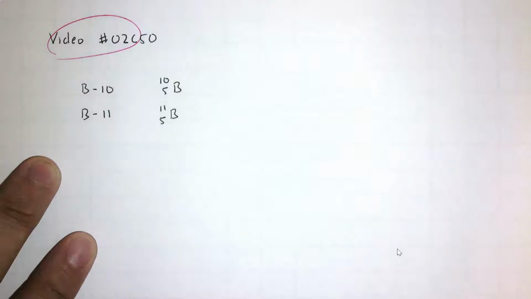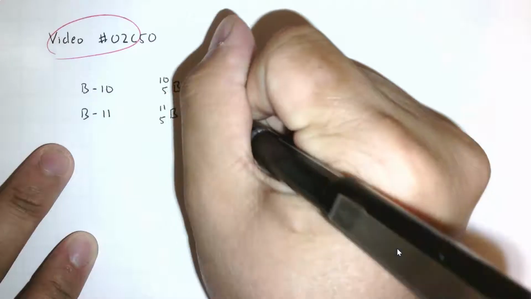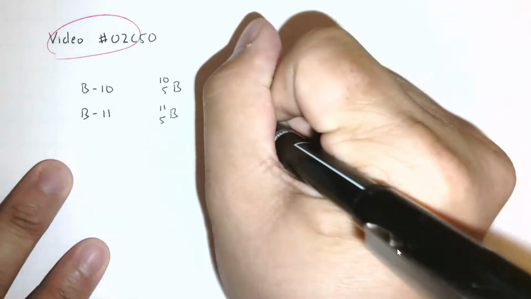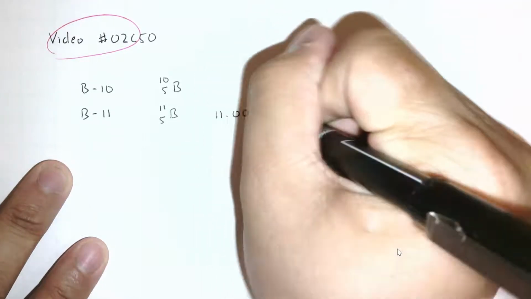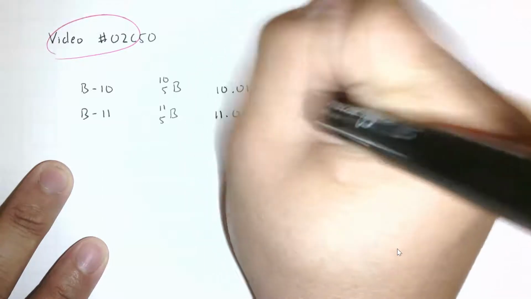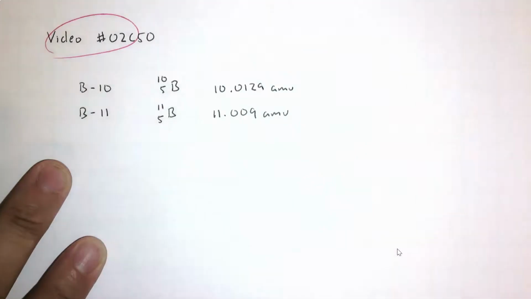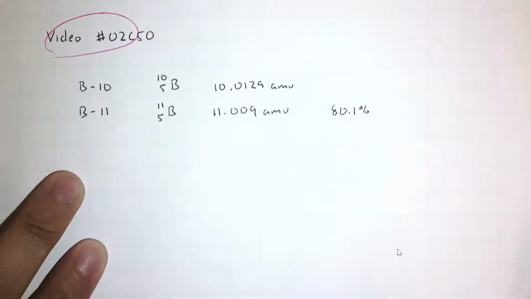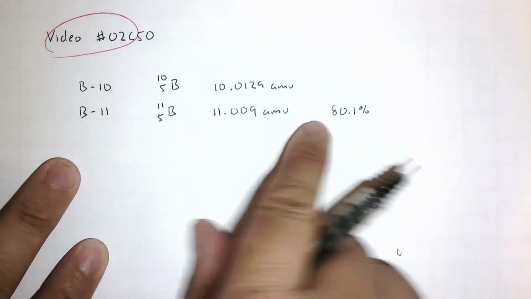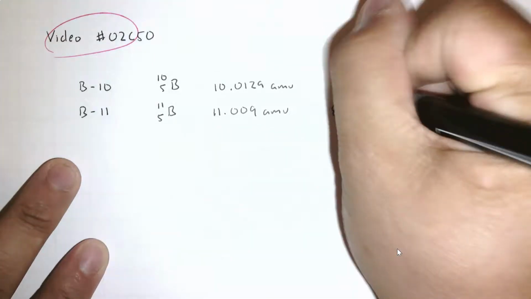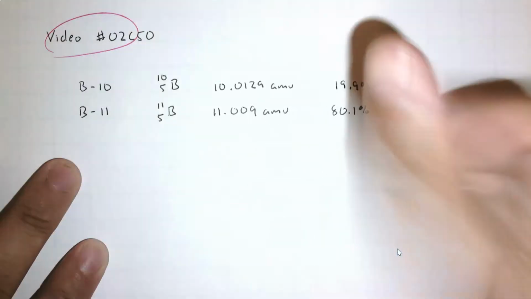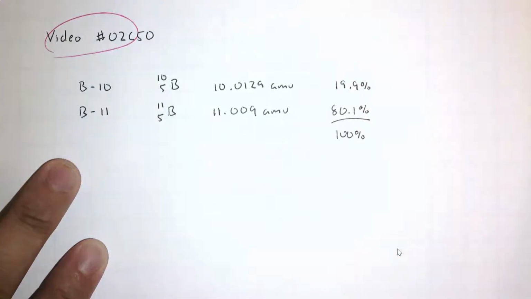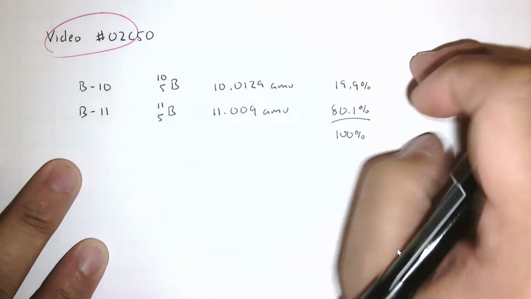Now here's the data. We saw that for boron 11, its mass was 11.009 AMU. For B10, it's actually 10.0129 AMU. Now, we also were given the abundance of B11, which was 80.1%. And if your professor states that there are only 2 isotopes, the rest of the boron in the universe will be equal to 19.9%, right? This should equal 100. Other elements have more than 2 isotopes, maybe 3, 4, or 5 isotopes.